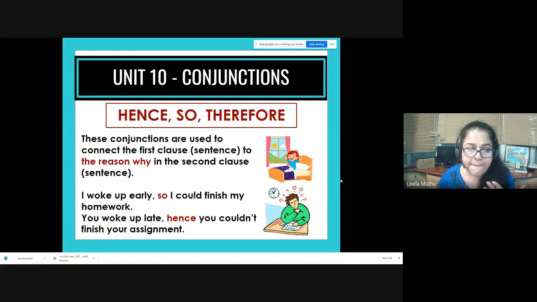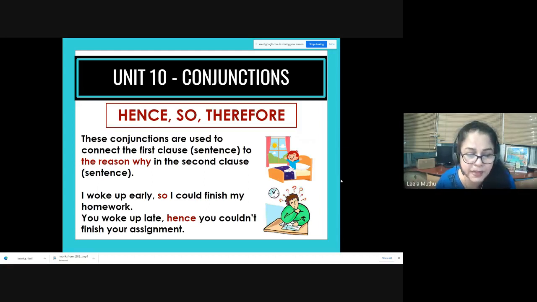Okay. So now you see hence, so, therefore. Hence is not used very commonly when we talk to each other, and it's kind of slightly old fashioned, but still it can be given to you in a sentence, and you can be asked to make a sentence with it in a grammar exam or in your grammar notebooks. Okay. So these conjunctions are used to connect the first sentence to the reason why in the second sentence. The first sentence, you say something, and the reason why, okay, is given in the second sentence.